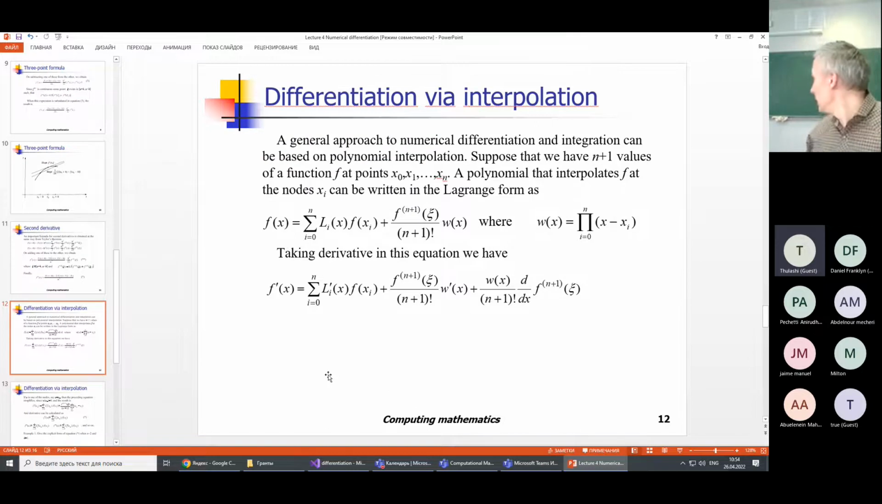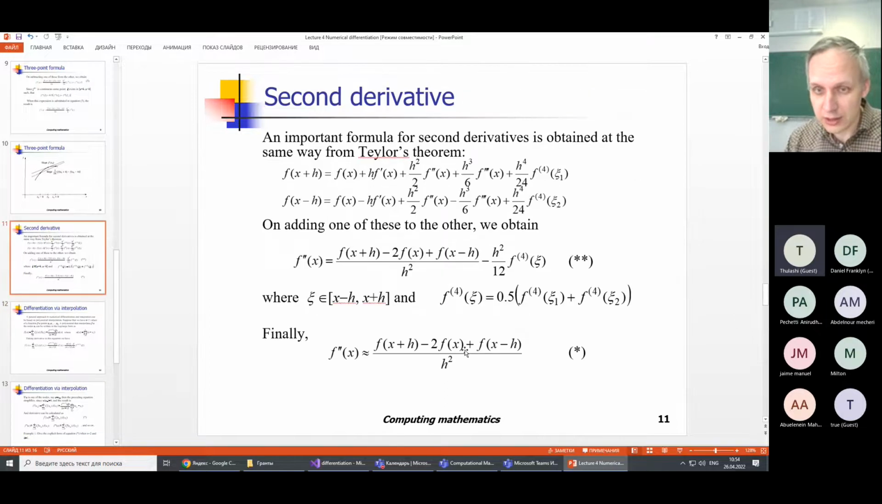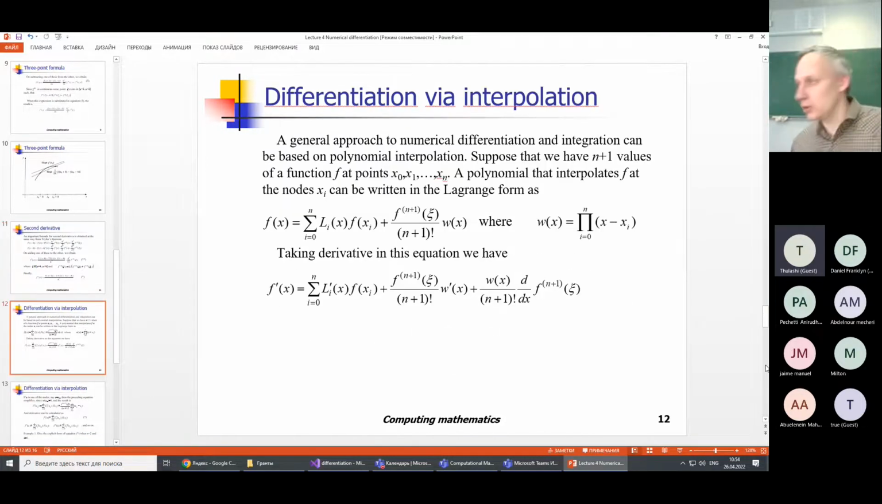But the question is how to write the formula for numerical differentiation in a general case. Because these formulas can be considered as just some particular cases. This, and this. How to write a formula to numerically compute a derivative in a general case.